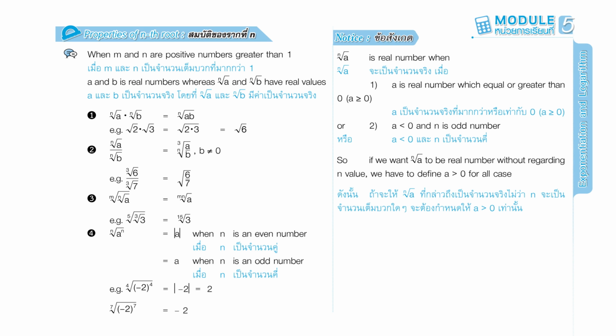Notice, the n-th root of a is a real number when 1. a is a real number which is equal to or greater than 0, or 2. a is less than 0 and n is an odd number. So, if we want the n-th root of a to be a real number regardless of the value of n, we have to define a greater than or equal to 0 for all cases.